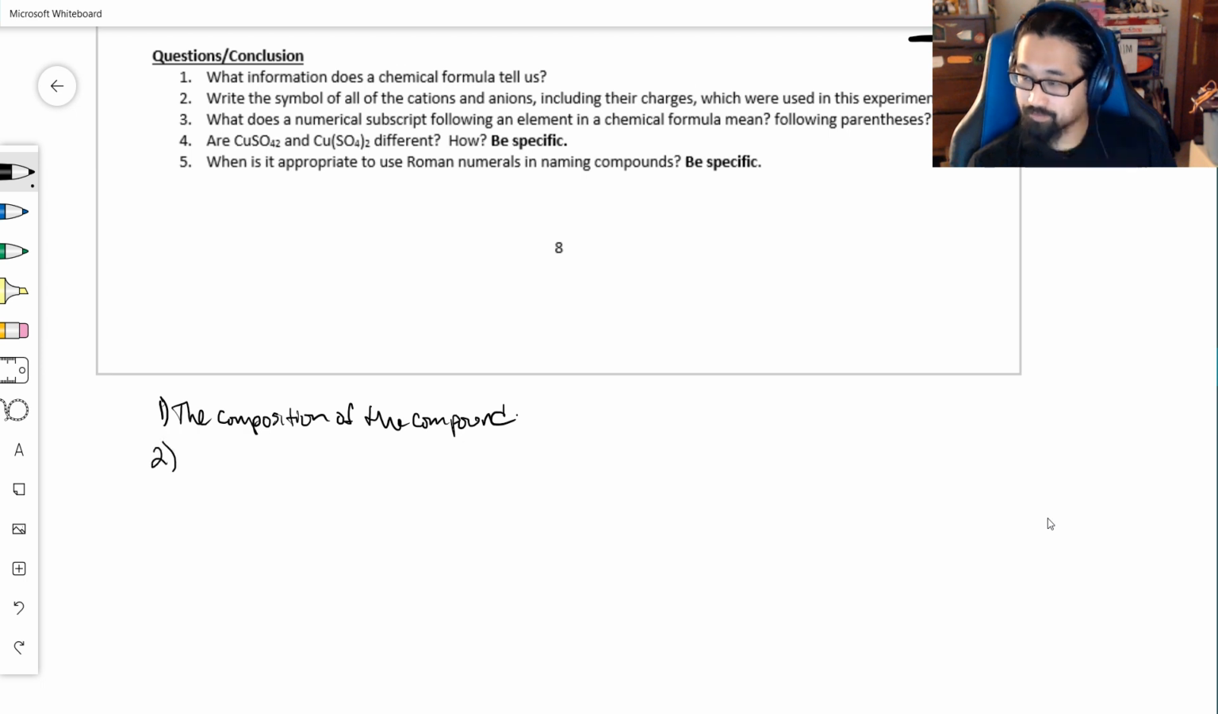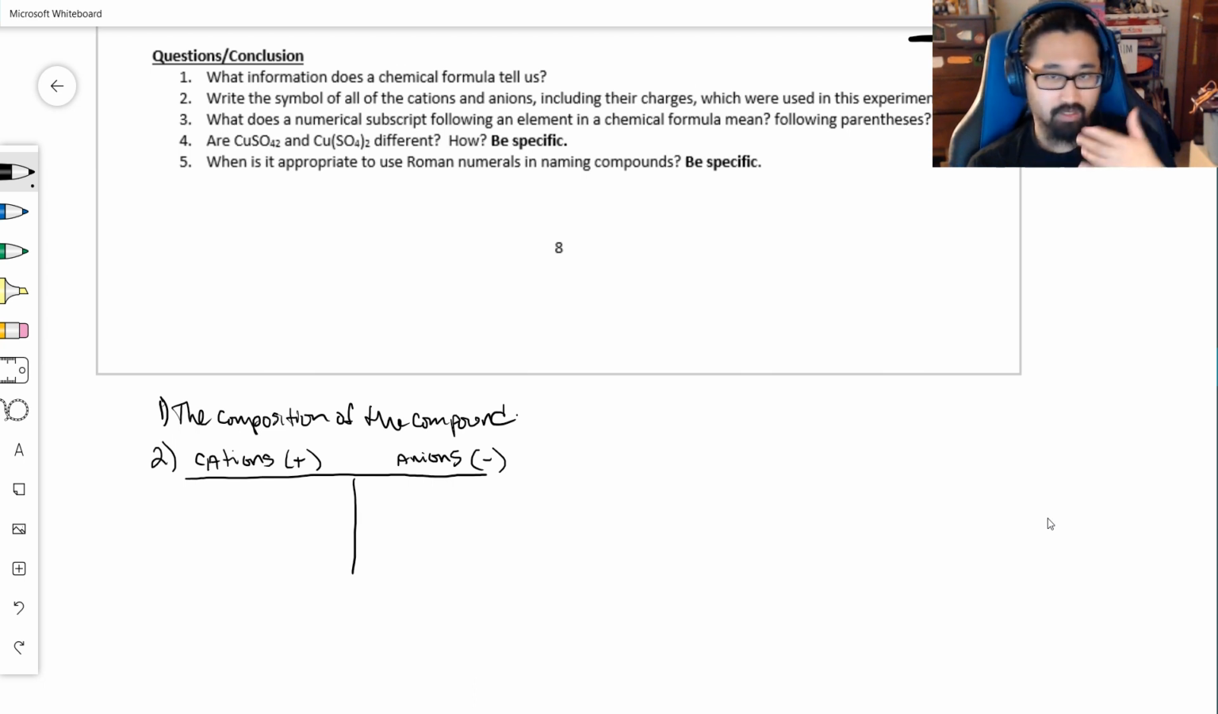Number 2, write the symbols of all the cations and anions, including charges used in the experiment. Now this is something that you may not remember, because I mentioned it very briefly. Cations are things with a positive charge. Anions are things with a negative charge. And I'm going to make a list. I'm going to start the list. I'm going to ask you to finish it kind of after the video.